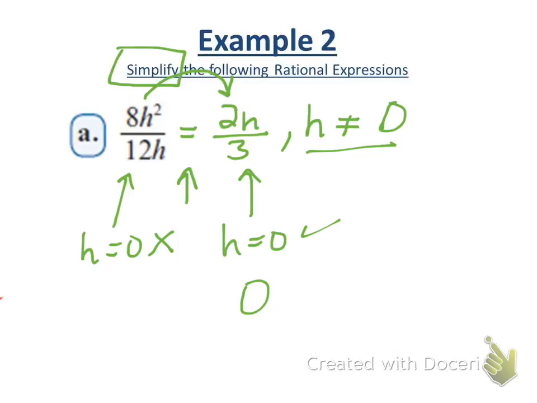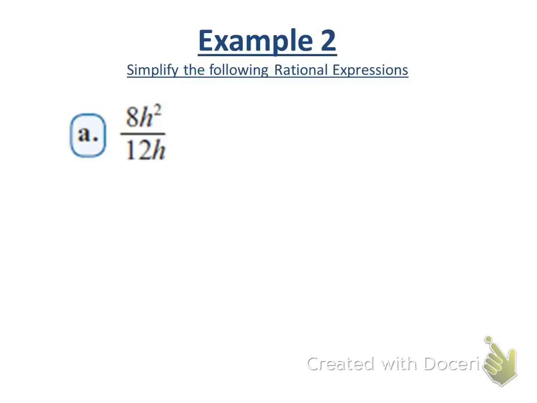That's a little advanced. If this were a regular algebra class, I might just say think about it, but I'm not going to require it. But I want you guys to be able to do that. I want you to think that way. This is not always equal to 2h over 3. It's only equal to 2h over 3 if h is not 0. All right, so let's have a look at this one.